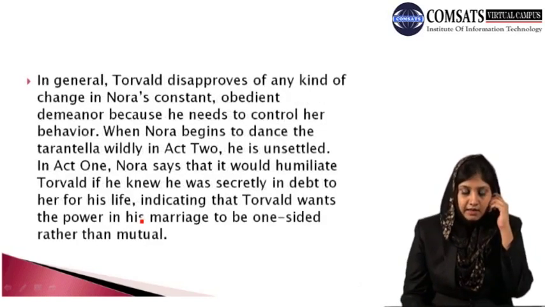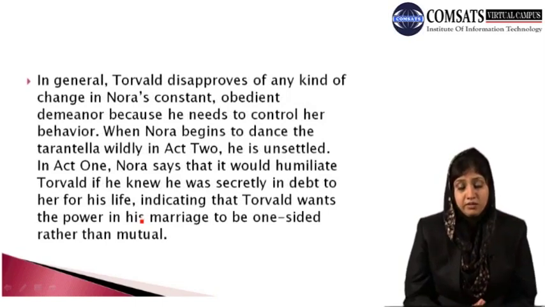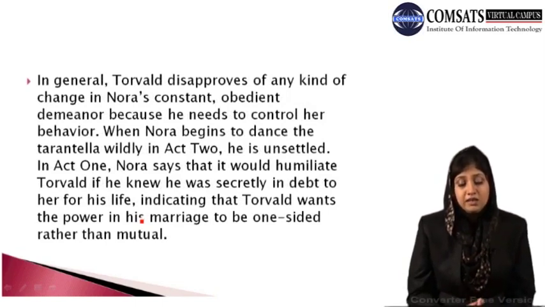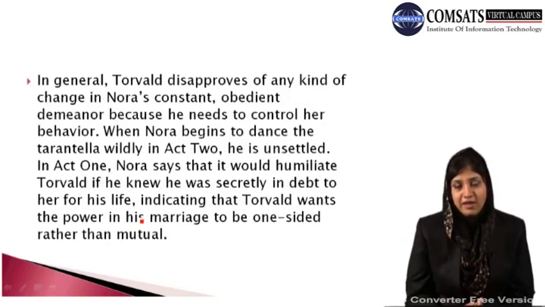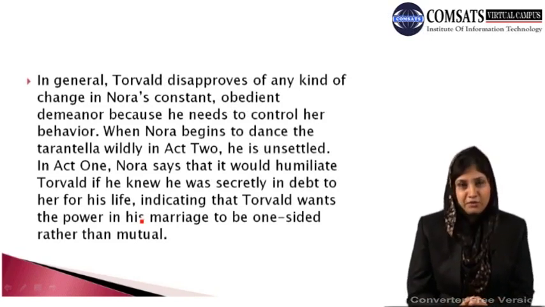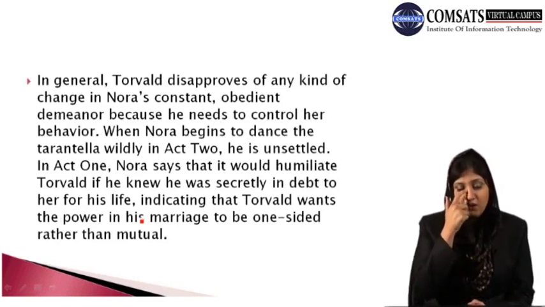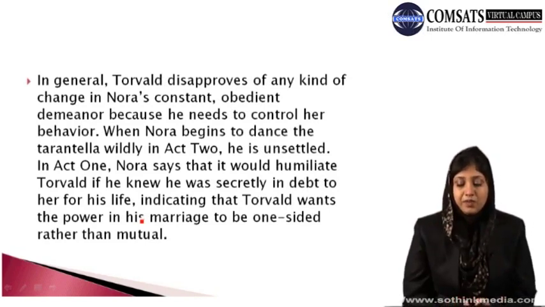Okay, then we see, in general, Torvald disapproves of any kind of change in Nora's constant, obedient demeanor because he needs to control her behavior. You want someone to make a mistake so you can correct the other person. It is that kind of attitude. When Nora begins to dance the tarantella wildly in Act 2, he is unsettled.